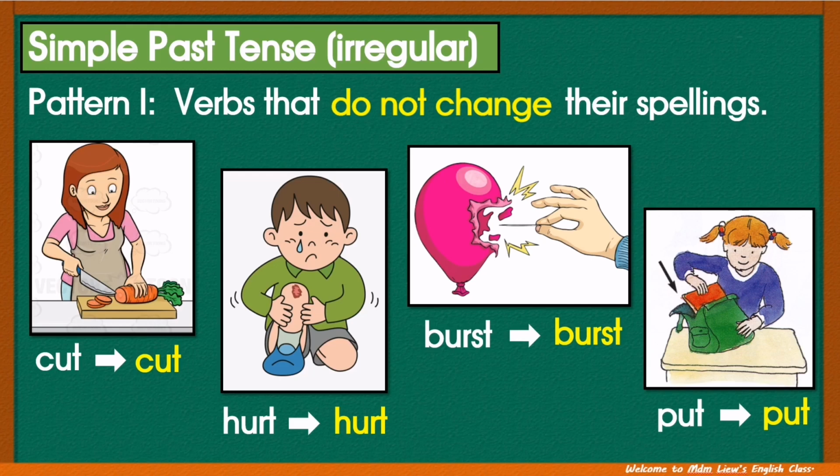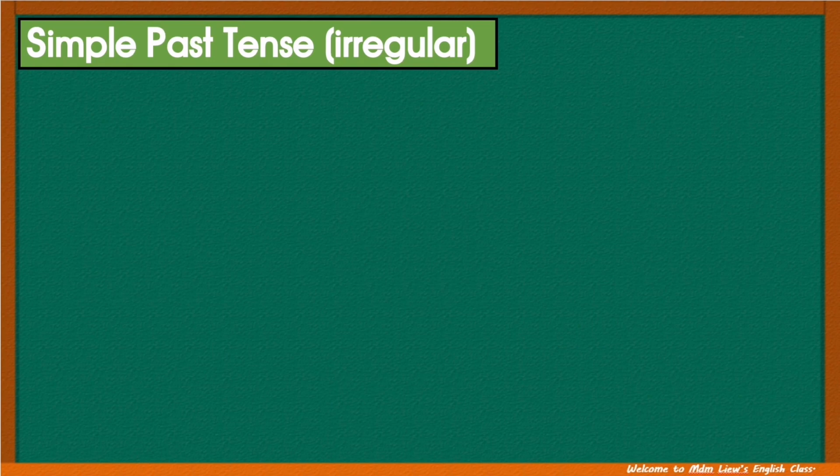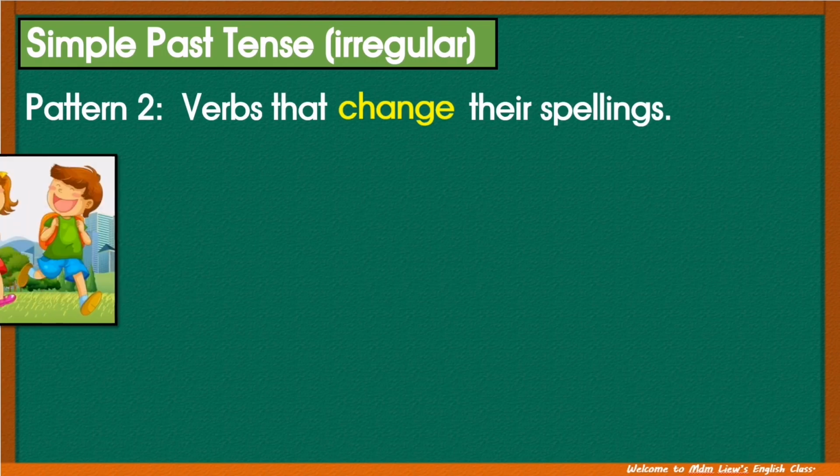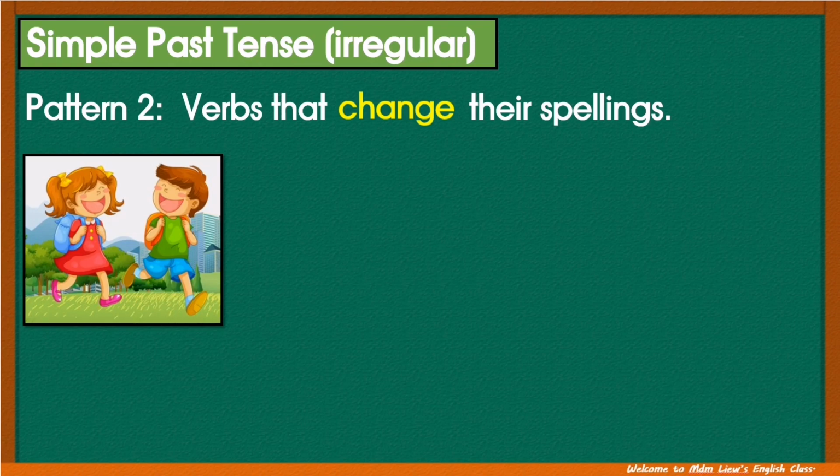Now, let's read the verbs together. Cut, cut, hurt, hurt, burst, burst, put, put. Now, the second pattern. Verbs that change their spellings in the simple past tense. Examples. Number 1. The action word is go.